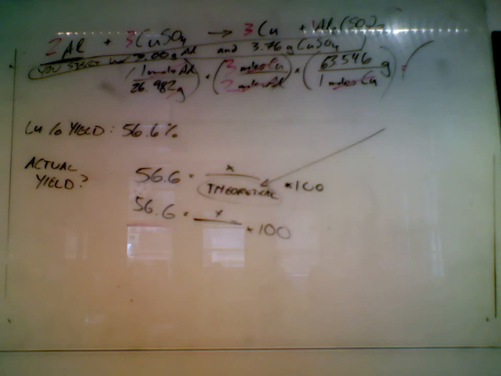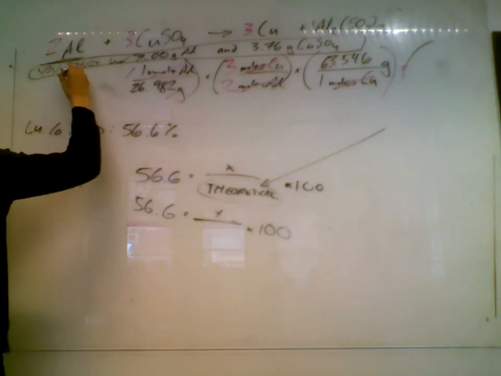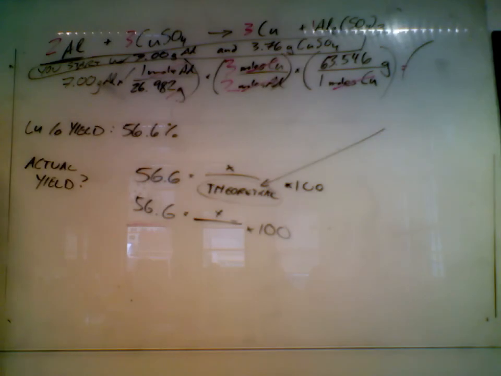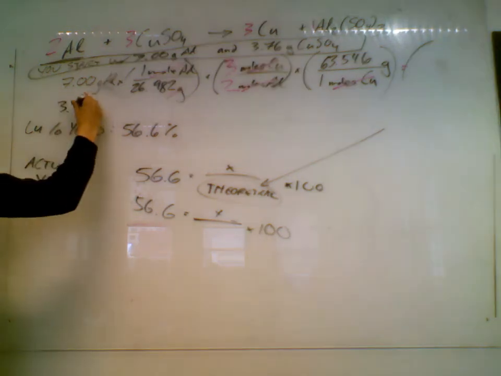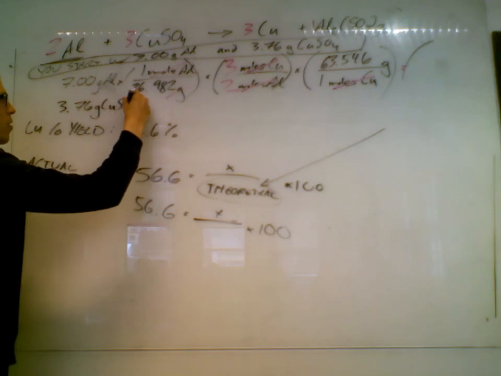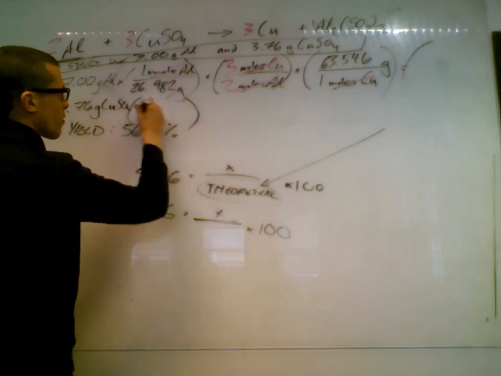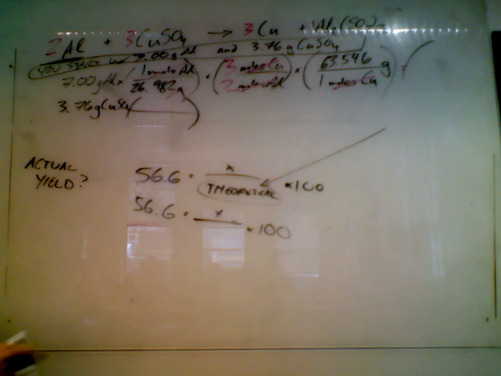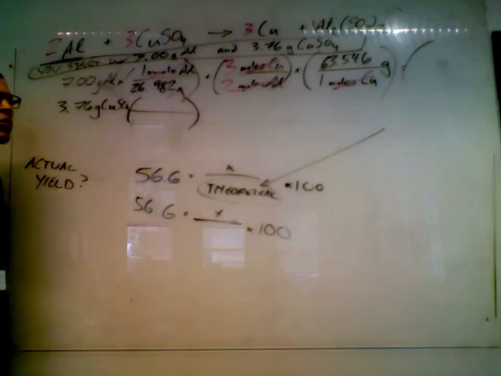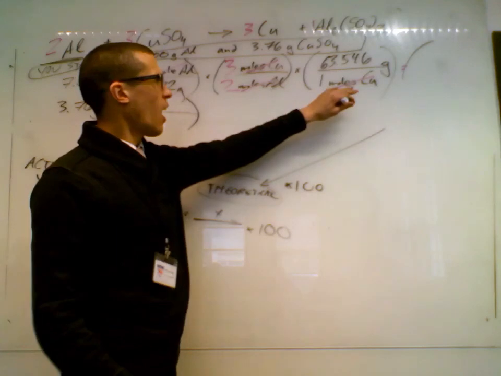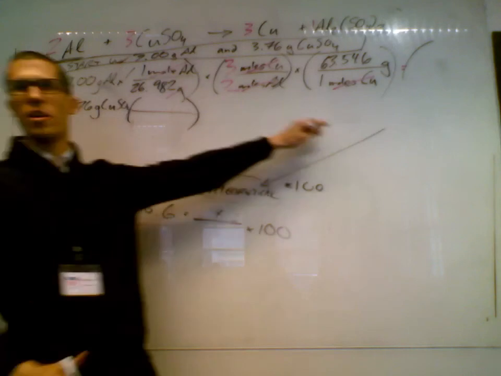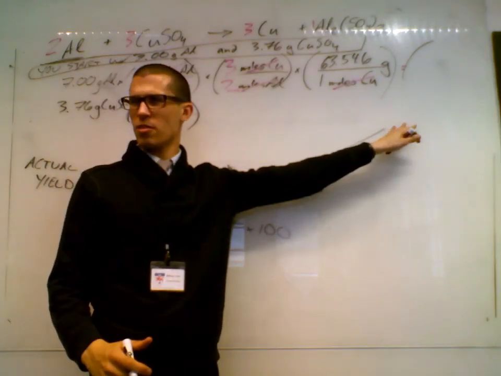Okay, let's use 7.0 grams of Al and 3.76 grams of CuSO4. This is getting a little bit crowded here. The first step right now, I'm going to keep this last step right here. I'm going to find the theoretical yield for both of these reactants, and the smaller one is going to be the one I actually use. Does that make sense?